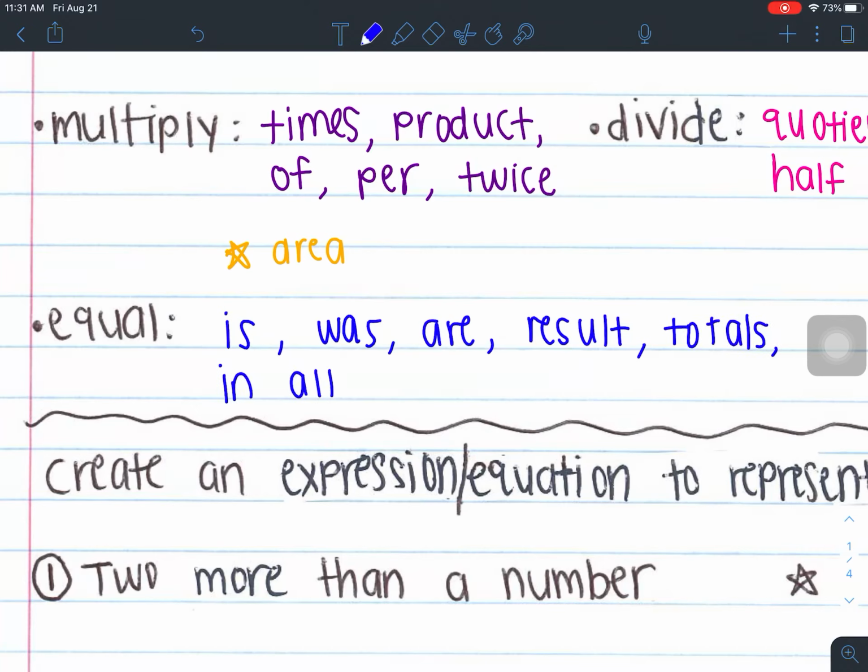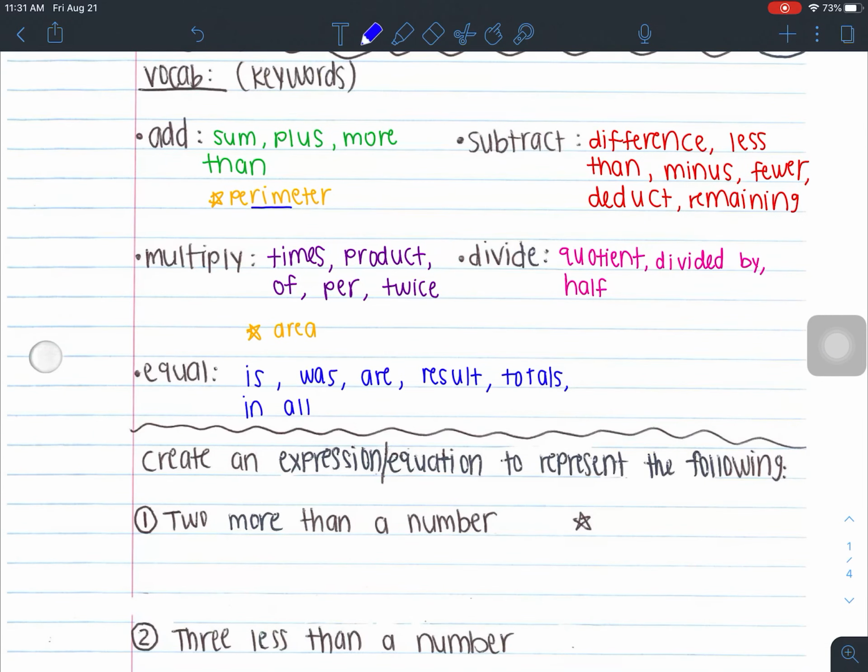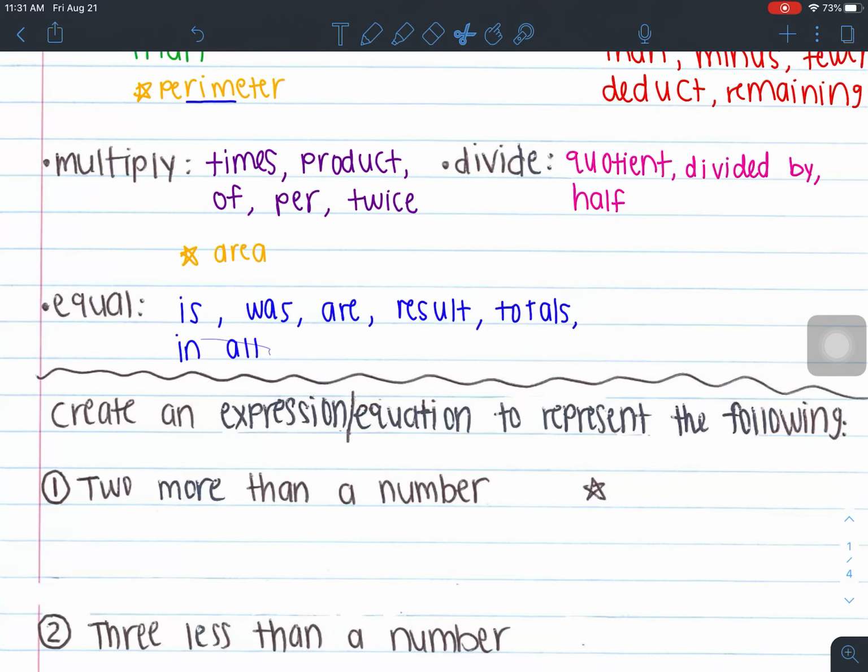in all can technically mean equal, but it could also mean add, right? I have in all, I have all of this. I could be adding something together and it equals this amount. So it could be a lot of different things there, but those are some keywords for equals. And we want to make sure we remember these because we will use them for writing equations and such.